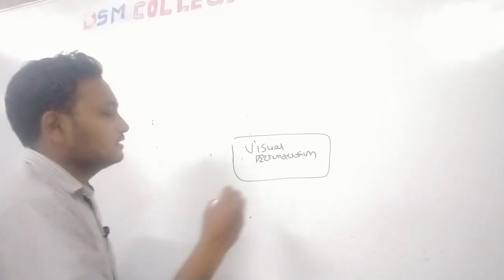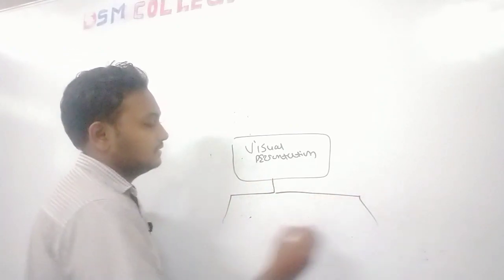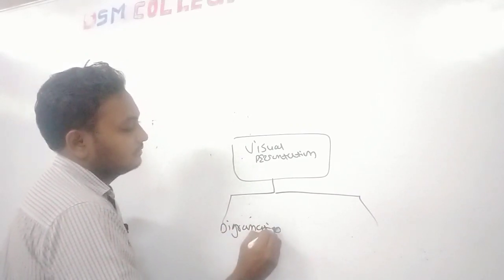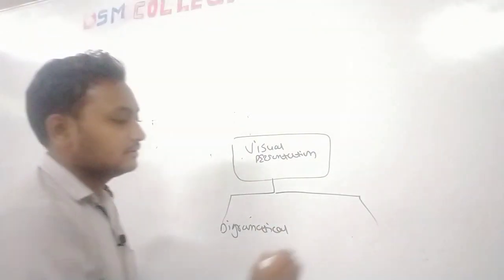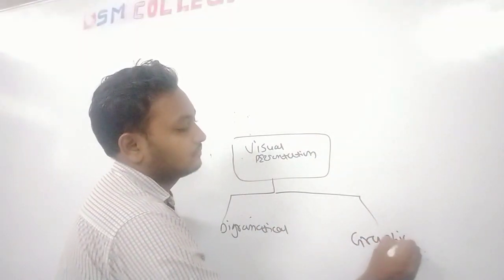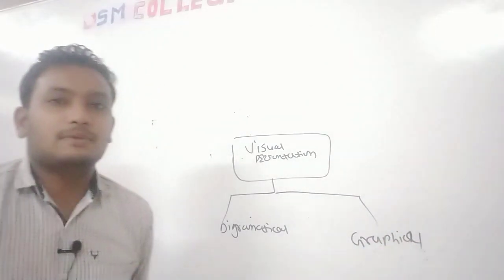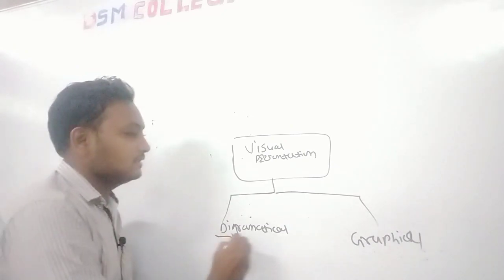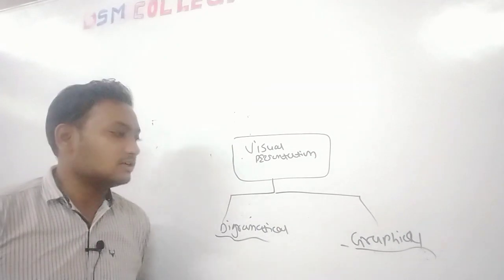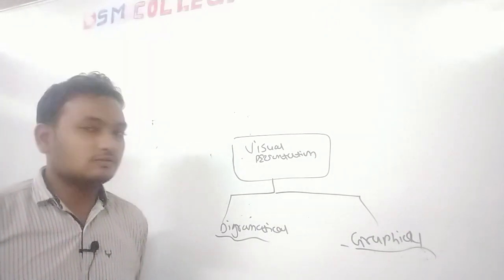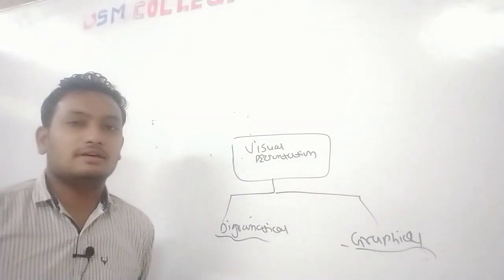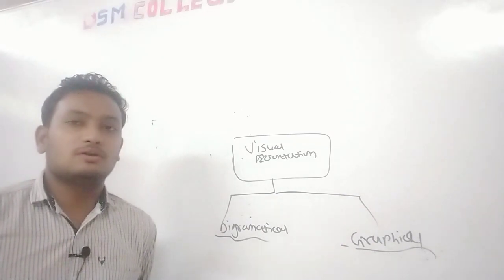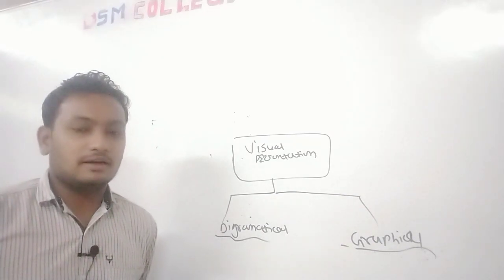There are two types of visual presentation: diagrammatical presentation and graphical presentation. When data is presented in the form of a diagram, it is simply known as diagrammatical presentation of data. When data is presented in the form of a graph, it is known as graphical presentation of data.